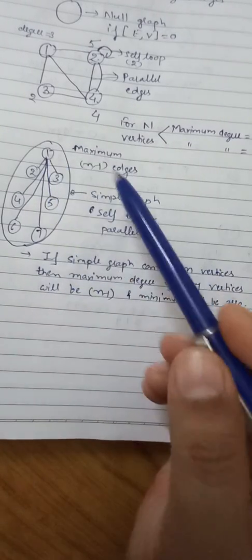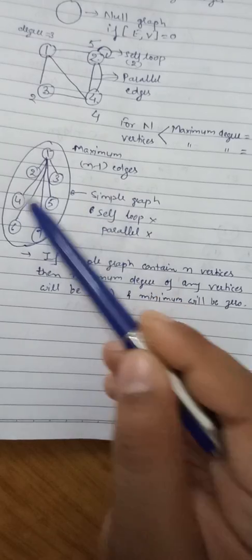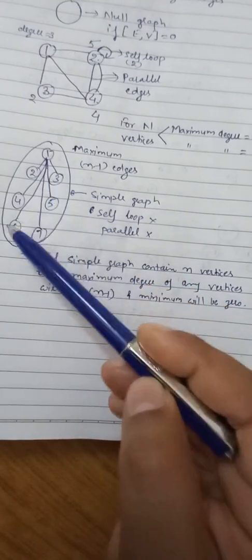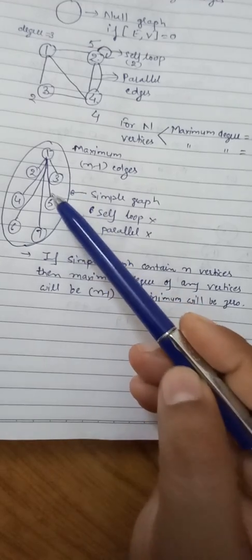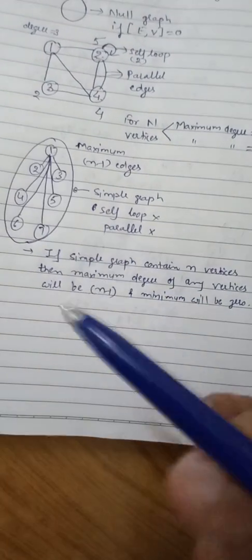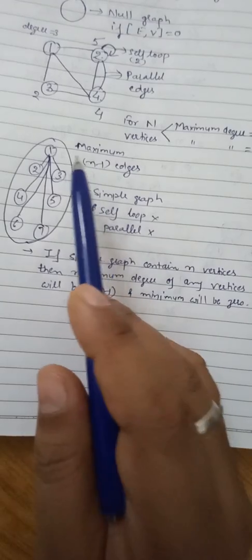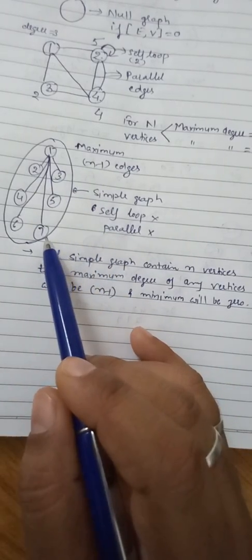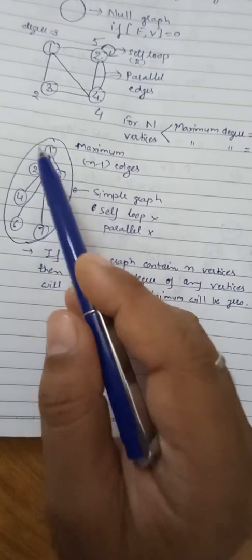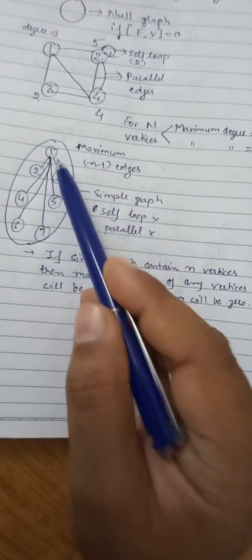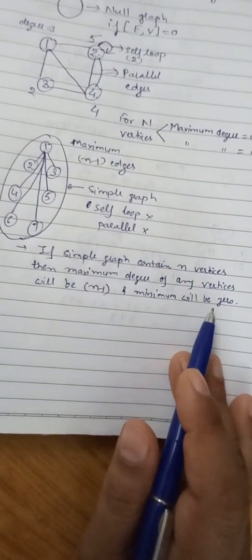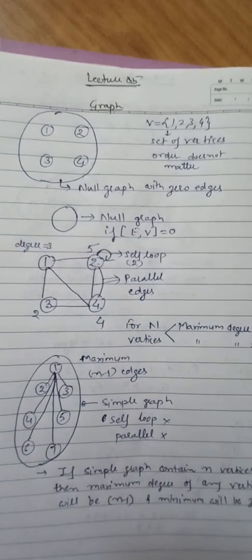So how many edges are there? 1, 2, 3, 4, 5, 6, 7. How many vertices are there? 1, 2, 3, 4, 5, 6. We can see from here, so this is called n minus 1. How many vertices are there? 7. And how many edges are there? 1, 2, 3, 4, 5, 6. So n minus 1 edges, and the minimum can be 0. So this is all about what is a graph in a simple way.